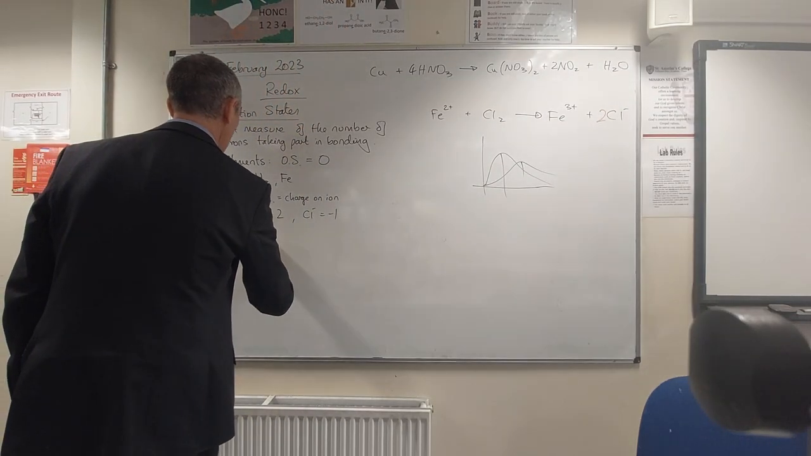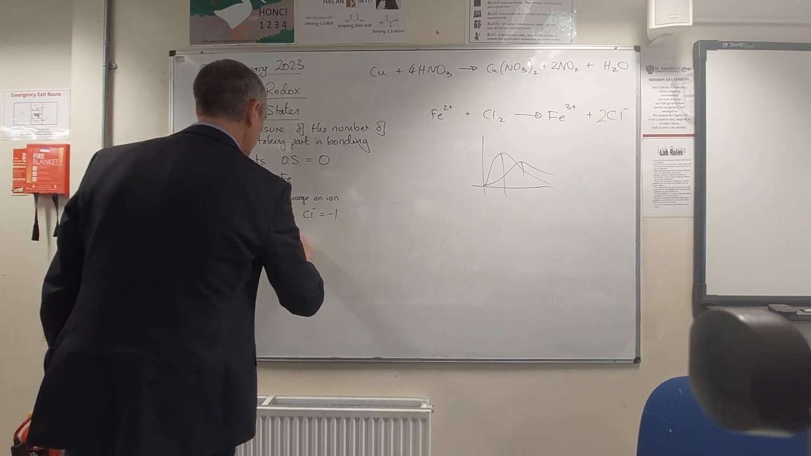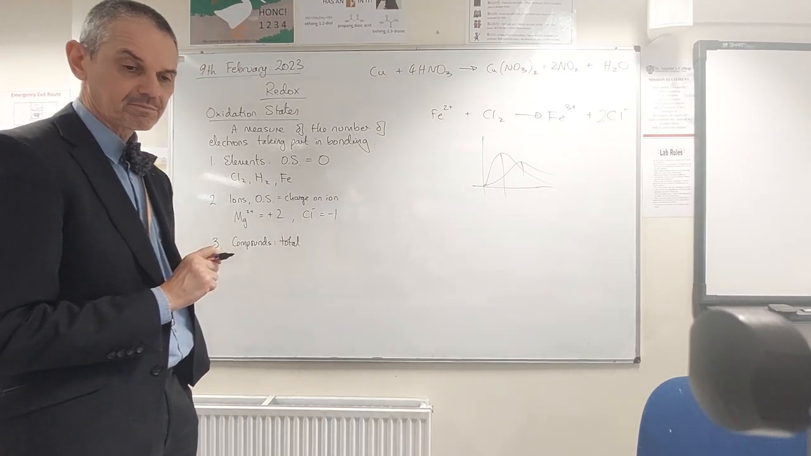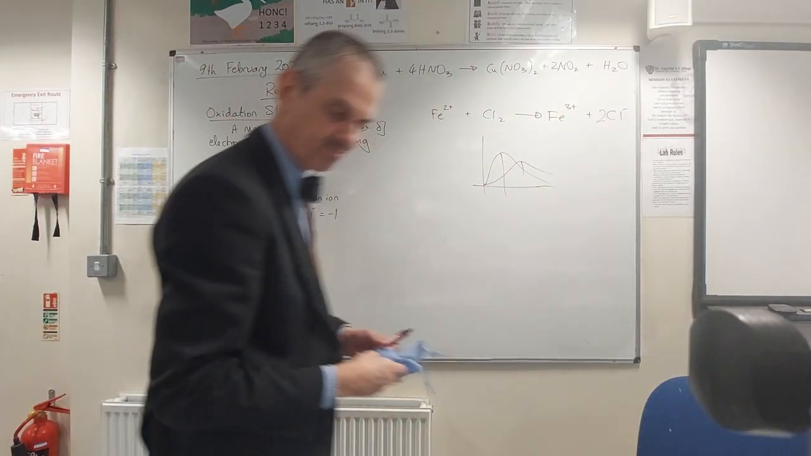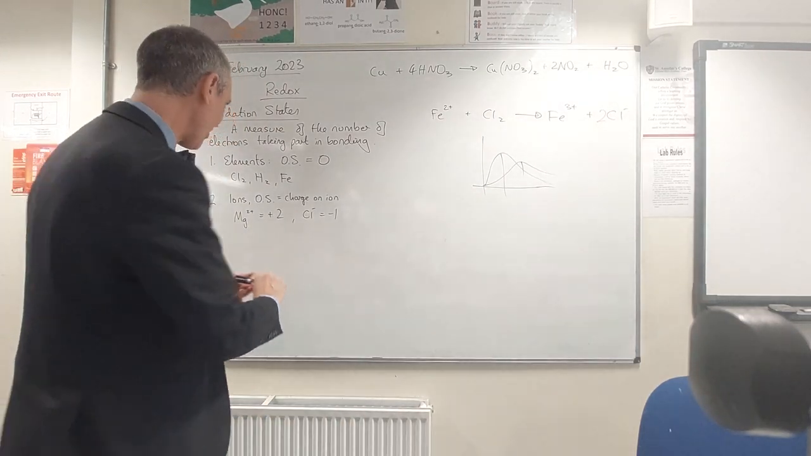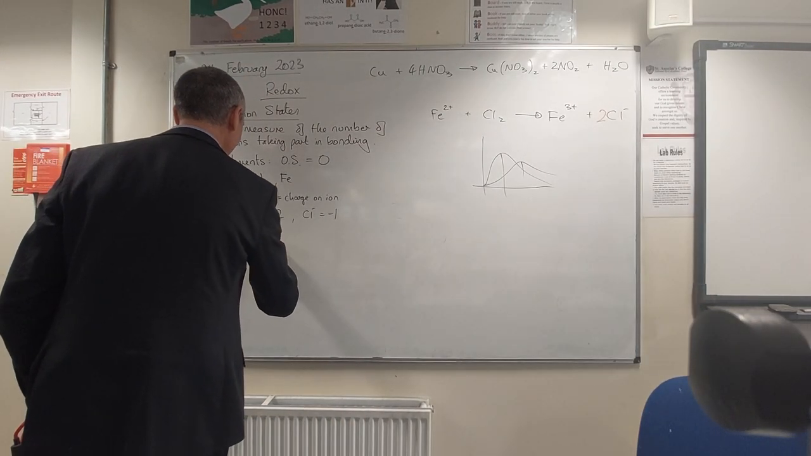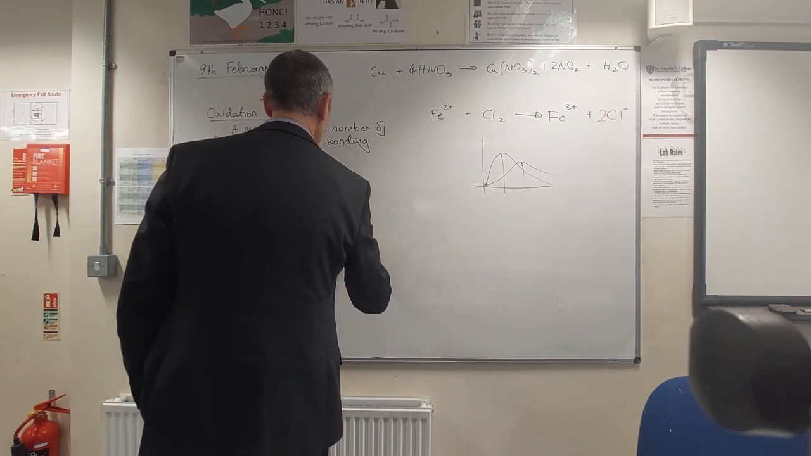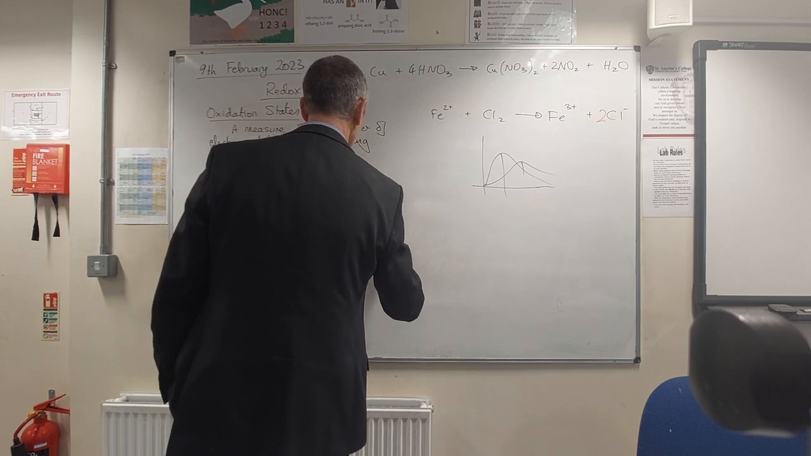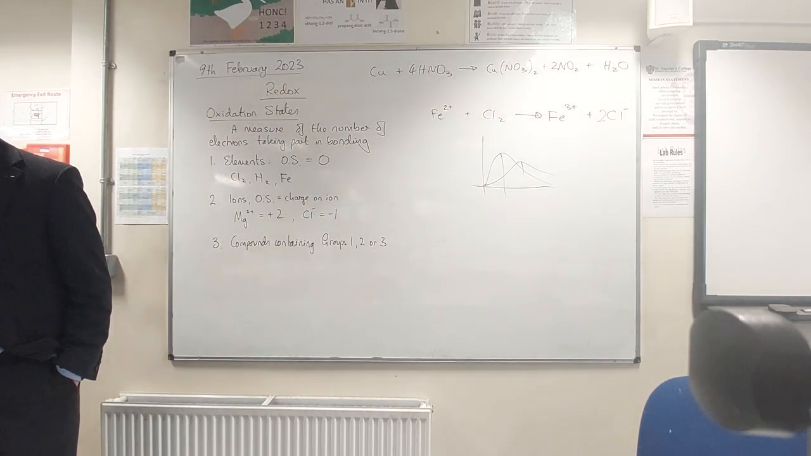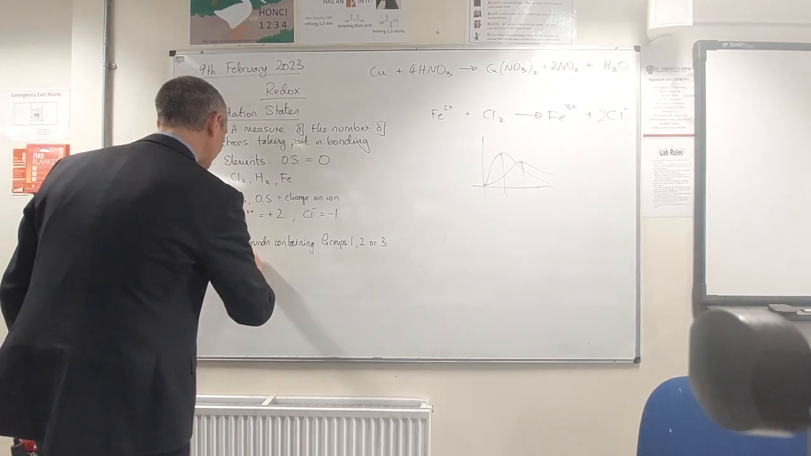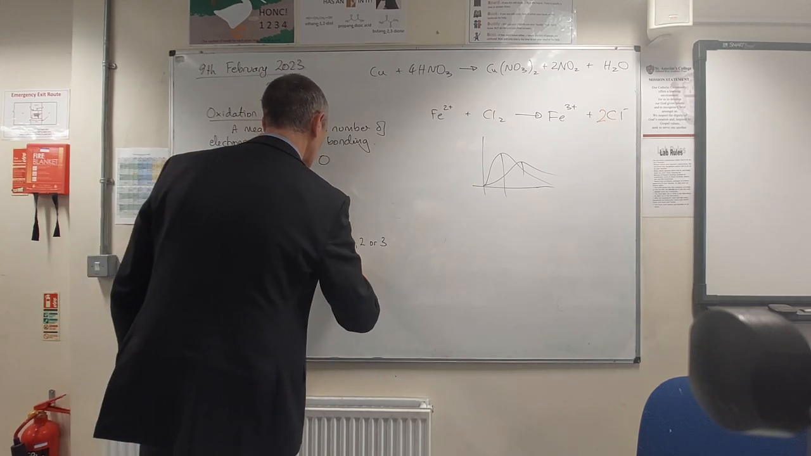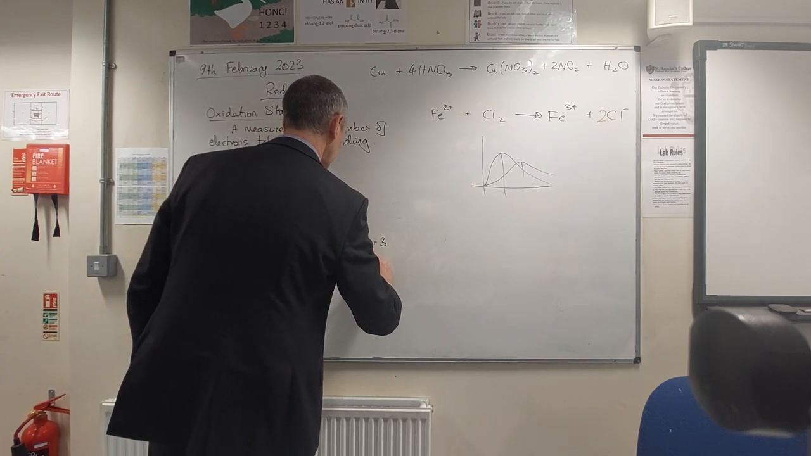Compounds. Sorry, that's rule number 4. I'll try and get these in the right order. Compounds containing Groups 1, 2, or 3 elements: the oxidation state is +1, +2, or +3, respectively.